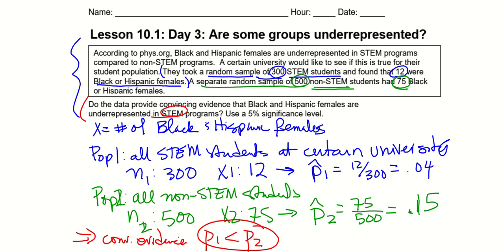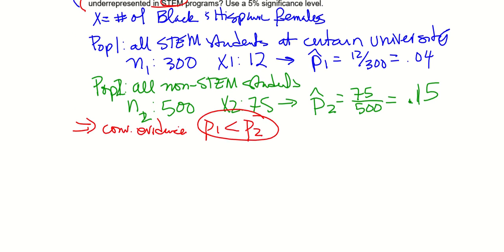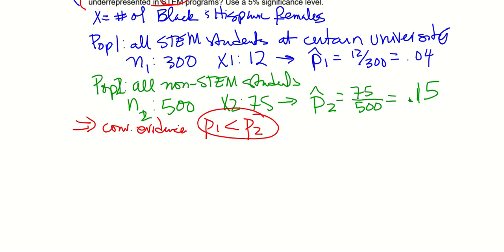How do we find convincing evidence? Well, we do a significance test. So from here, we're going to work through our state, plan, do, conclude. It's a great time to pause the video and make your statement. All right, let's see how you did.